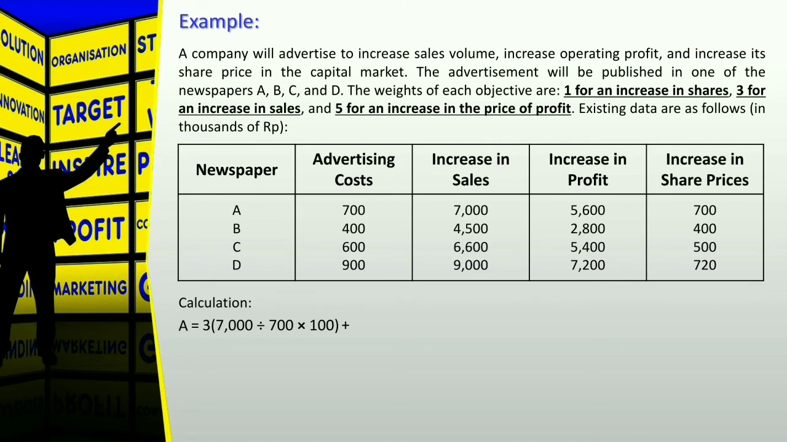After multiplying by 100, add 5 multiplied by 5,600, divided by 700, and multiplied by 100. Next, add 1 multiplied by 700, divided by 700 and multiplied by 100. After all the values have been calculated, we will get this value. This value is the profit we get from choosing newspaper A.